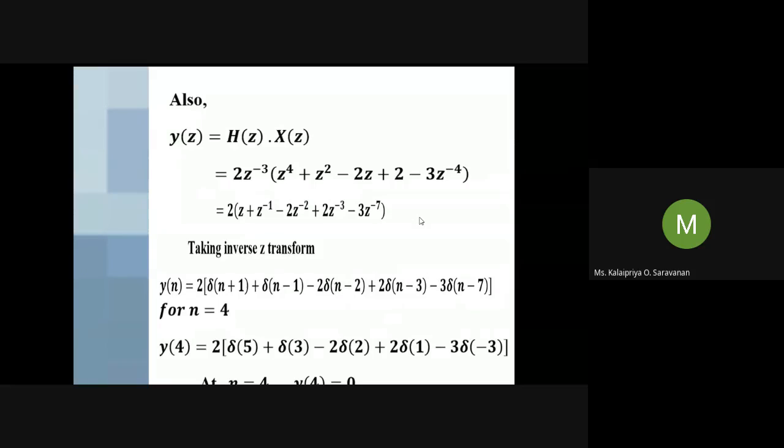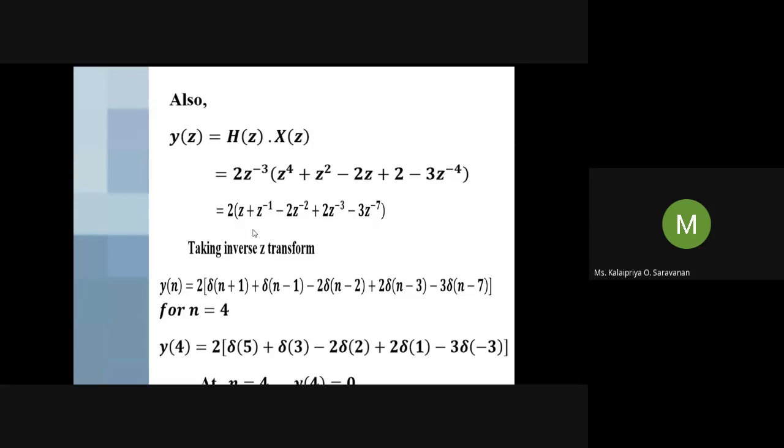Now after obtaining y of z, what they have asked you in the question is, you will have to calculate the output at n is equal to 4. So h is impulse response, x is input response. What is y? Output. So we'll have to calculate y of n first. So y of z we have here. So how do we obtain y of n? By taking the inverse z transform of this.